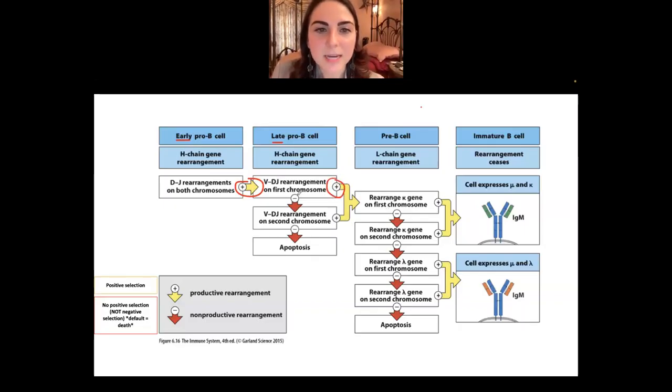And then I want to note here, this is not negative selection. This is just not positive selection, which I know sounds really weird. But the default for all of these cells is to die. So it's almost like you have to select for them to keep going. When I say the word selection, it's an active process, like I'm doing something. I'm selecting for it. And with negative selection, you're selecting to kill something. Positive selection, I'm selecting to keep it. But this is not negative. This is just not positive. So if I don't select for it, it's just going to die because that's the default.